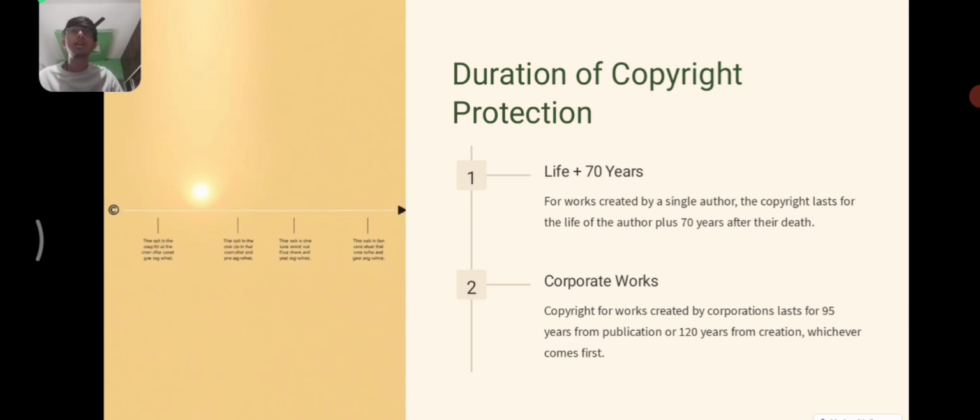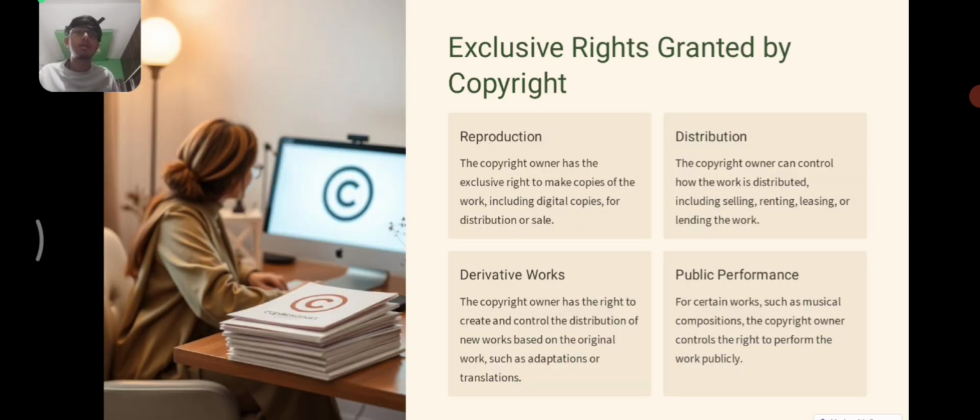Let us move on to the next topic: exclusive rights granted by copyright. This is the slide. Reproduction. The copyright owner has the exclusive right to make copies of the work, including digital copies, for distribution or sale. Distribution. The copyright owner can control how the work is distributed, including selling, renting, leasing, or lending the work.